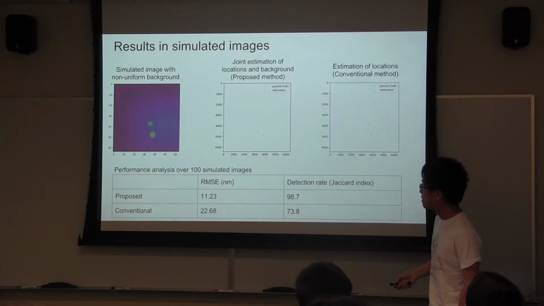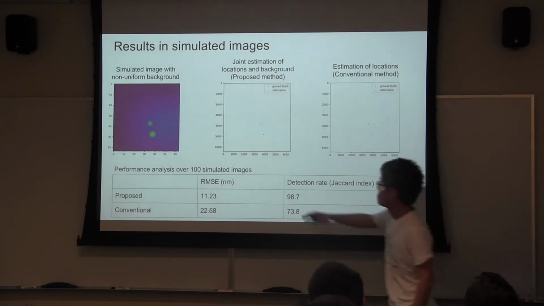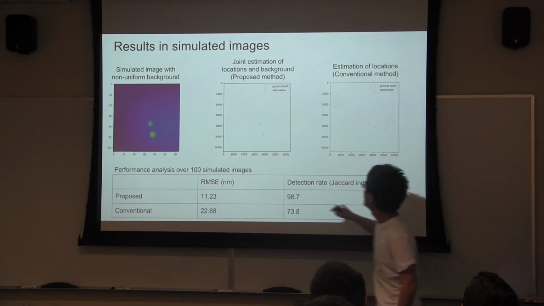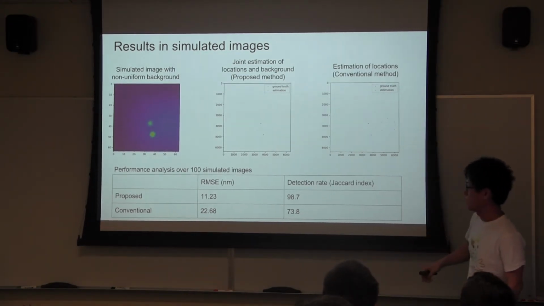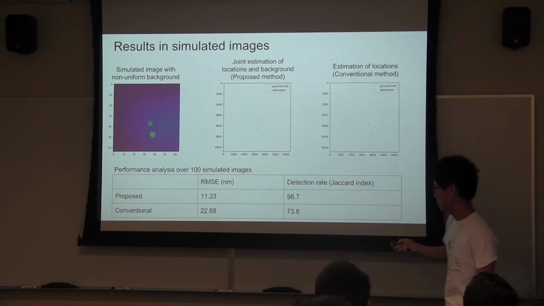This is the result I got from the simulation. As you can see, my algorithm is estimating the location of the molecules very well, but the conventional algorithm gives you a lot of false detections. I also did the analysis on many images, and it still gives a good result.